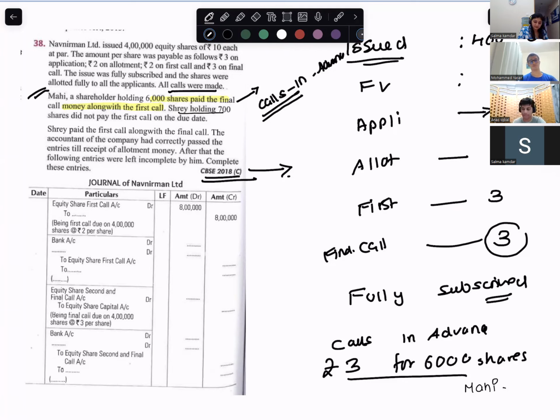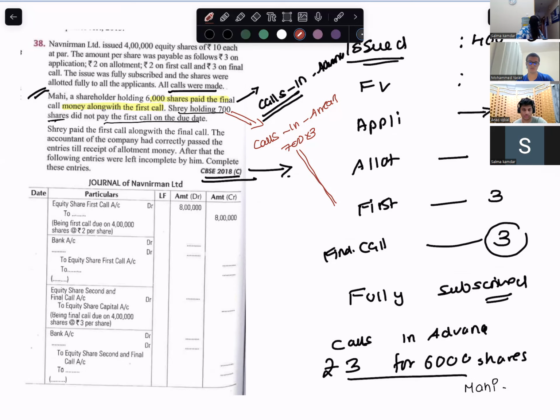Shrey, who is holding 700 shares, did not pay the first call on the due date. So can you tell me calls in arrears is how much? 700 into 3. Calls in arrears is 700 into 3. This is happening during the first call. 2,100. Okay.